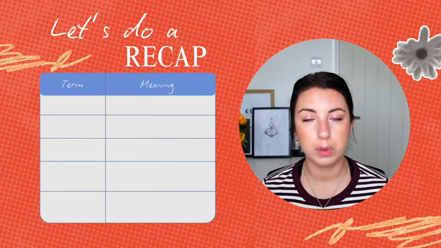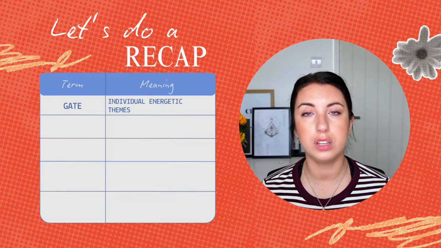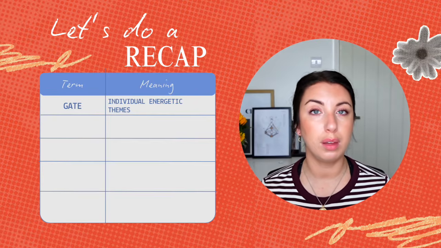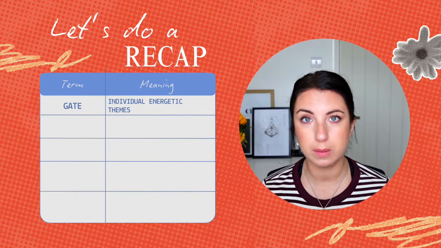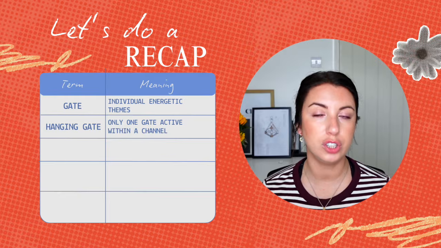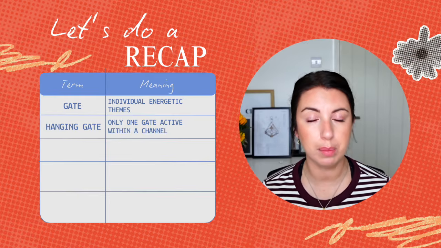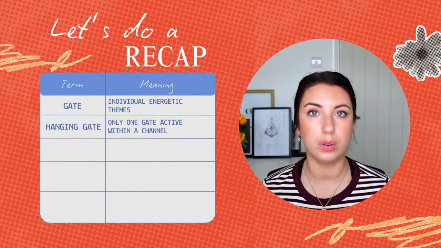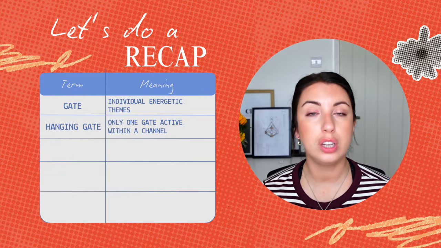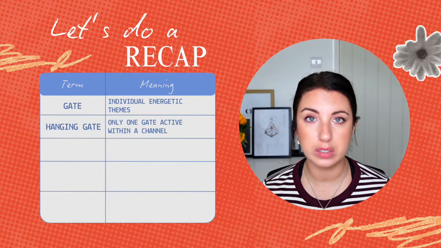So let's do a super quick recap. Gates are the numbers that you see in your chart, and they are individual energetic themes. You can think of them as small puzzle pieces. Hanging gates refer to when one of the gates at the end of a channel is active or lit up, but the gate at the other end of the channel is not. This means that the energy of that gate is always reaching out, looking for connection in others.